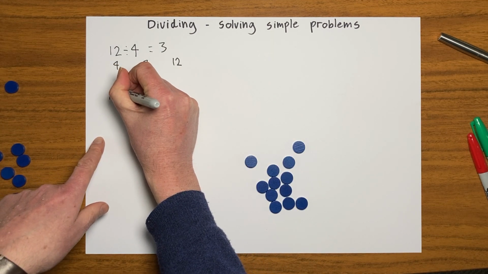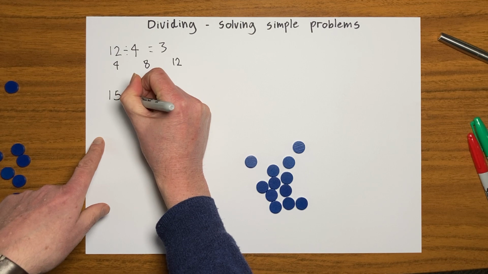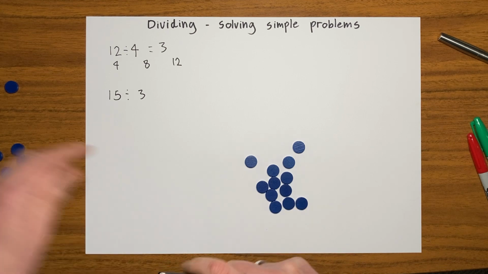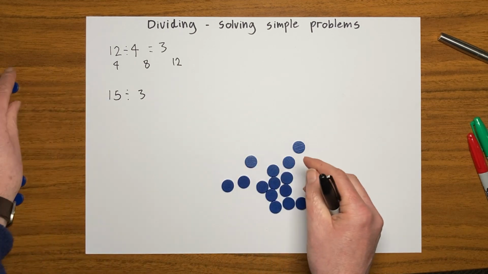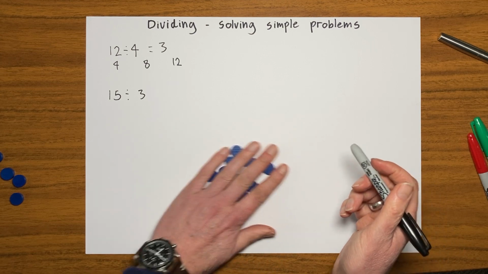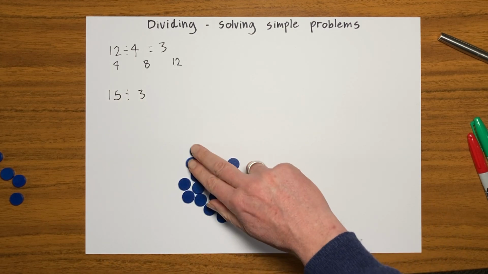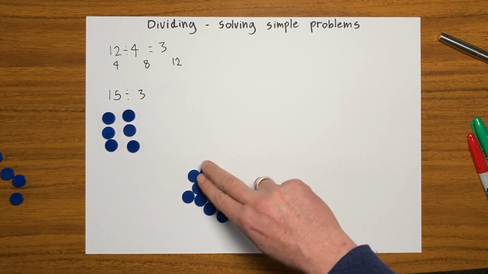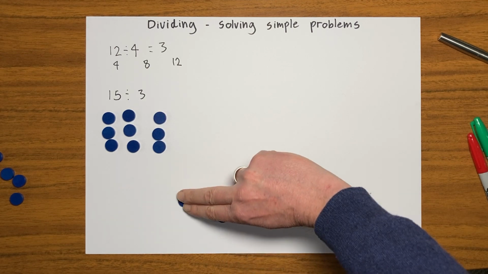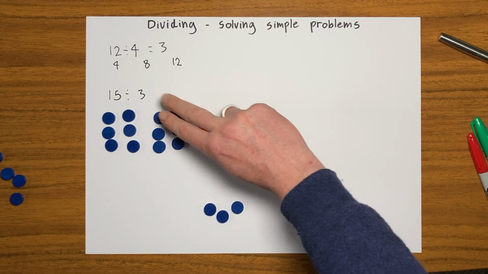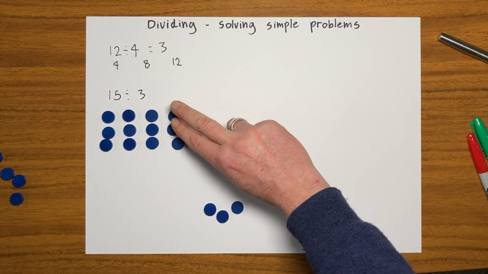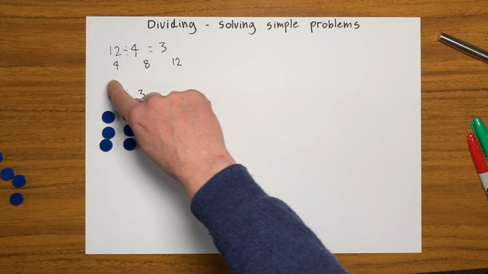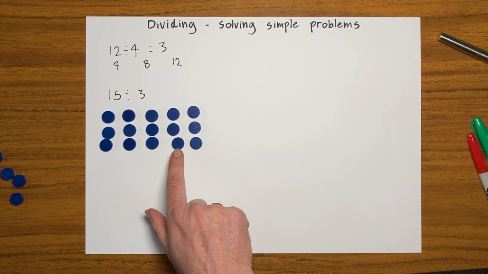Let's go for 15. And let's divide 15 by 3. So let's actually start with 15 this time. I didn't last time, but I will now. So that's 12. There's 15. And let's see how many groups of 3 go into 15. So there's 1 group. There's 2 groups. There's 3 groups. There's 4 groups. And there is 5 groups. So how many 3s in 15? 1, 2, 3, 4, 5.